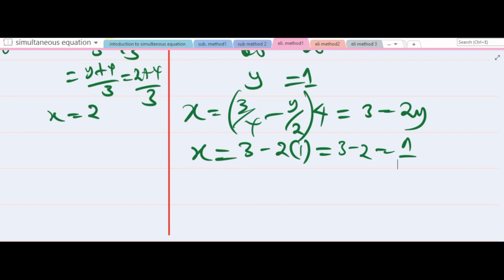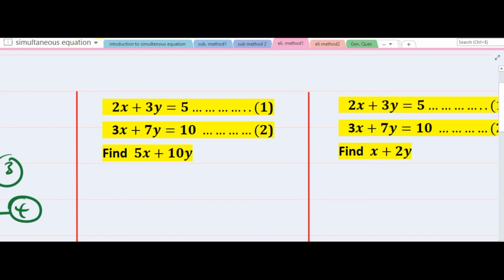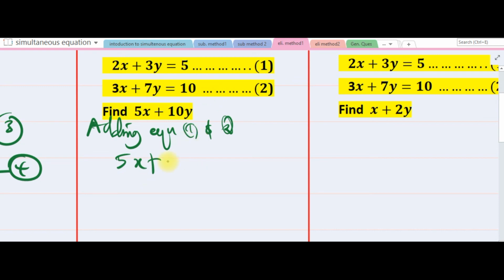So the next question now is this. Okay, look at this question. This is a general question. We are given this and we are asked to find 5x plus 10y. You notice that if you add the two equations, you notice something. Let's add equation 1 and 2 now. So adding equation 1 and 2, 2x plus 3x is 5x. 3y plus 7y is 10y. So finally, 5 plus 10 is 15. And that's what we are looking for.